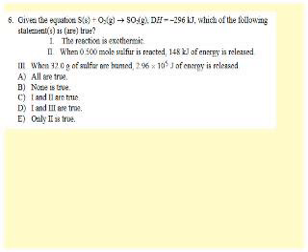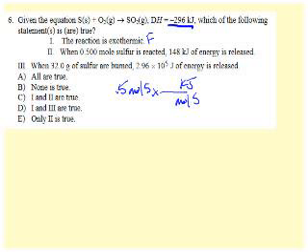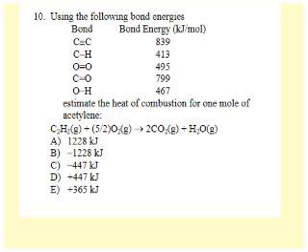If delta H is negative 296, which of the following statements are true? The reaction is exothermic. Is it negative? Yes, the reaction is exothermic, so that is true. When 0.5 moles of sulfur reacts, 148 kilojoules of energy are released. So 0.5 moles of sulfur times kilojoules divided by moles of sulfur. So 296, and my coefficient is 1. So that means half of 296 is 148. That is true. All are true. None are true. Only 2 is true. Yay. Last one.